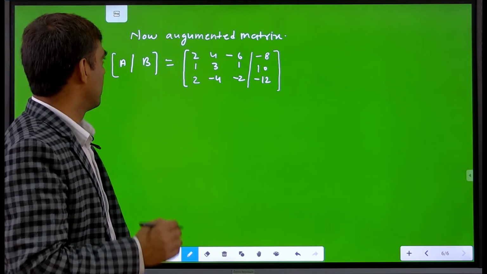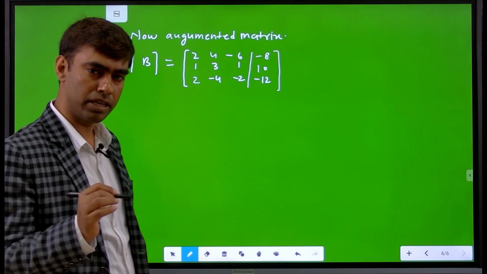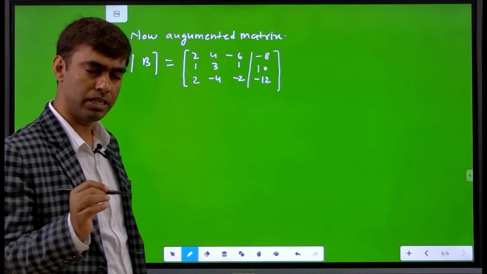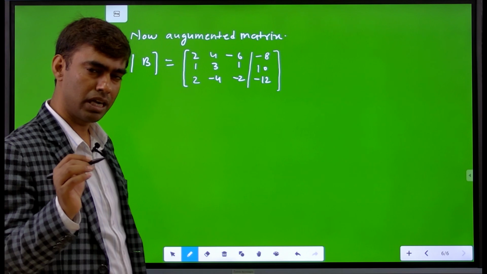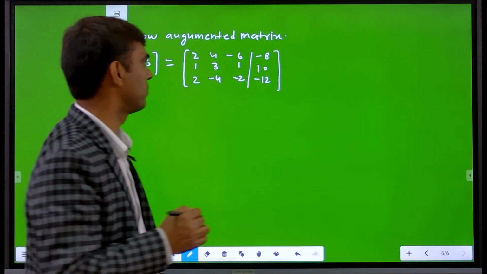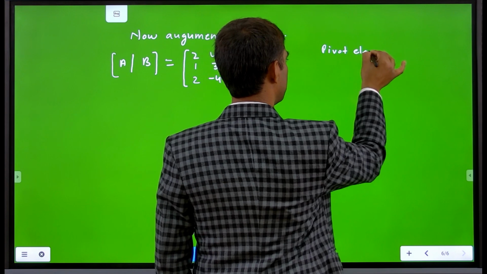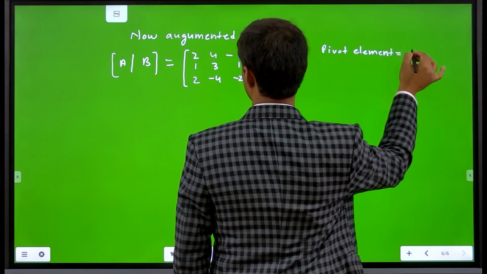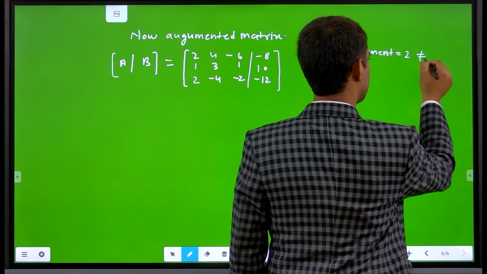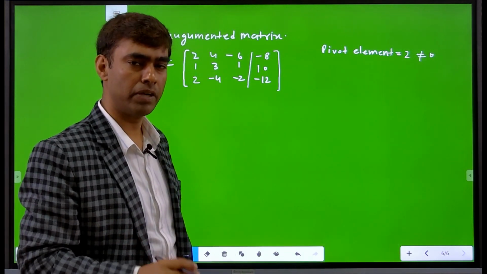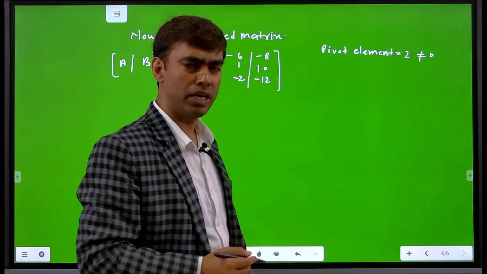Now, after writing the augmented matrix, first we choose the pivot element for the first stage of elimination, that is, elimination of the first variable from all the other equations except the first. The pivot element is the common element of the first row and first column. So here the pivot element is 2, and this is not equal to 0. If it were 0, then we would perform partial pivoting or complete pivoting.